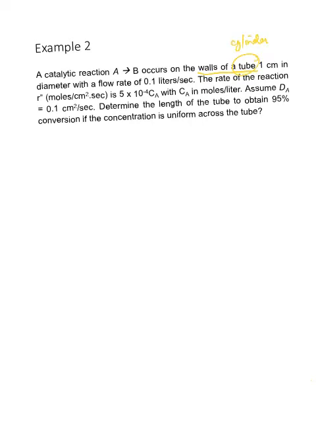Cylindrical reactor, 1 cm in diameter. So the diameter of the reactor is 1 centimeter, with a flow rate of 0.1 liter per second. So the volumetric flow rate is given as 0.1 liter per second.